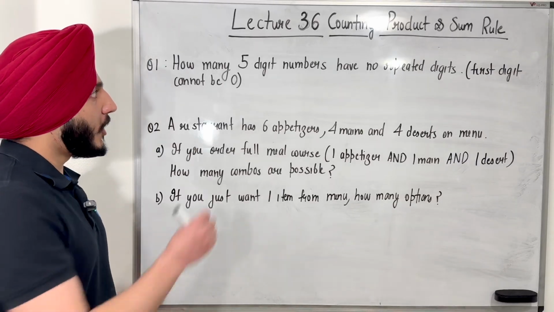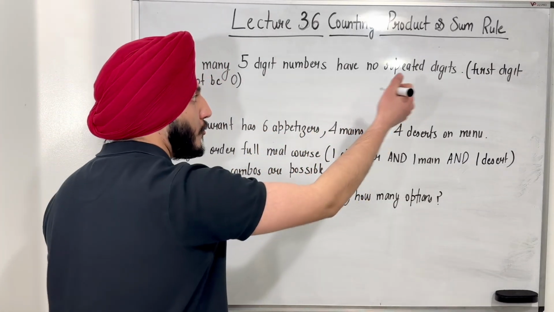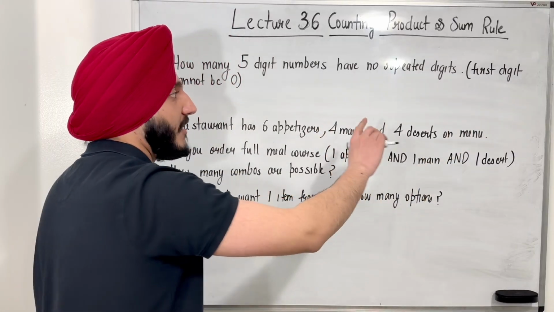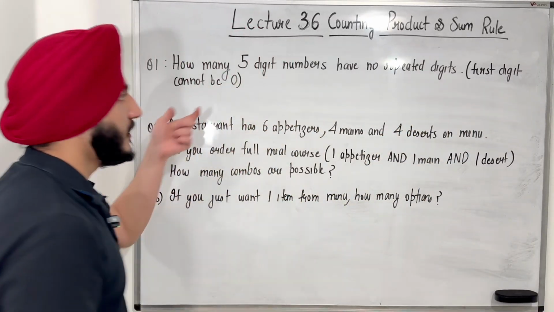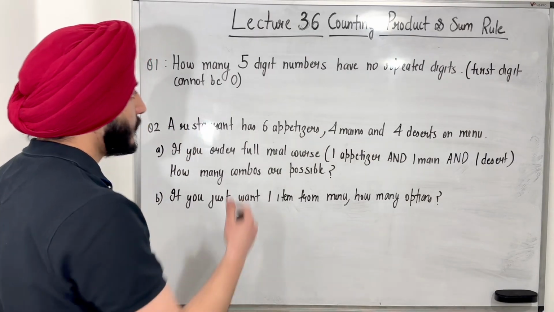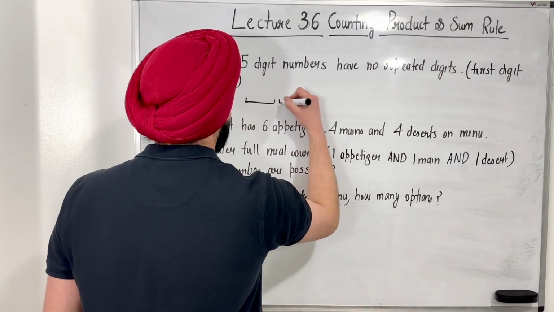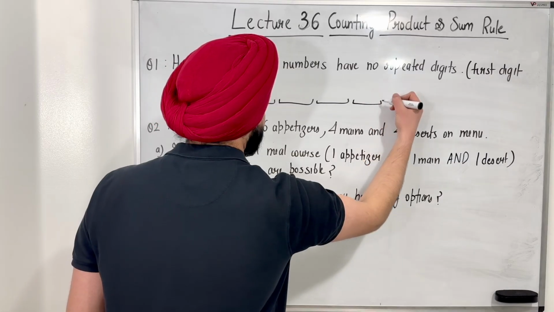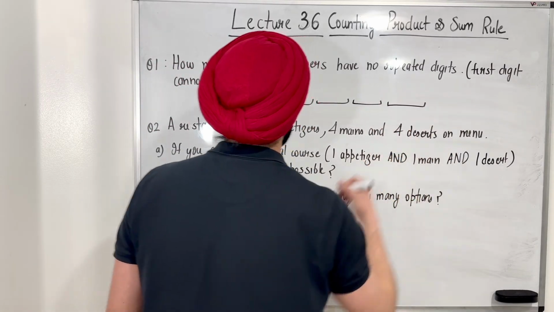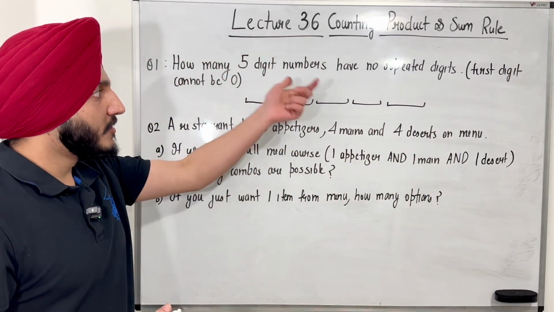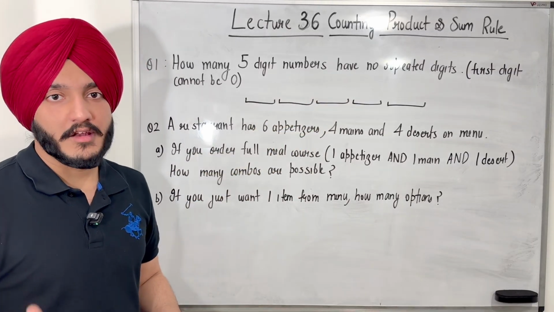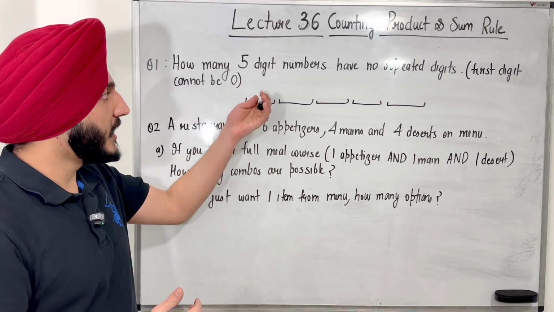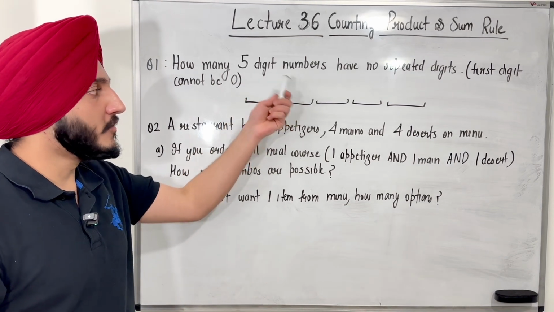First question is, how many 5-digit numbers have no repeated digits? But I've been given a condition, and this is the important one: the first digit can't be 0. So let's try to solve this question. I'm going to use dashes to explain it. The question is, I cannot repeat a digit. So if I used 9 in my first position, I cannot use 9 again.